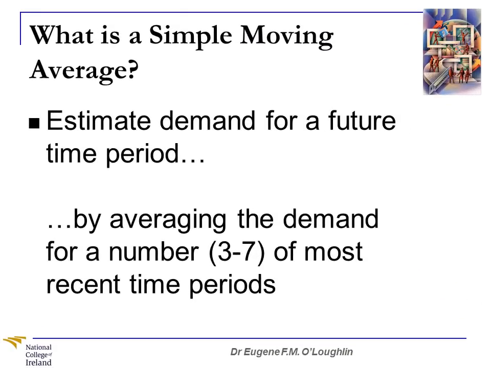So, what is a simple moving average? Well, at its most basic, it's an estimate of the demand for a future time period. And we get this estimate by averaging the demand for a number, usually between 3 and 7, of the most recent time periods.